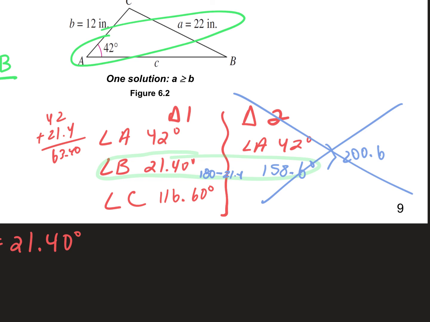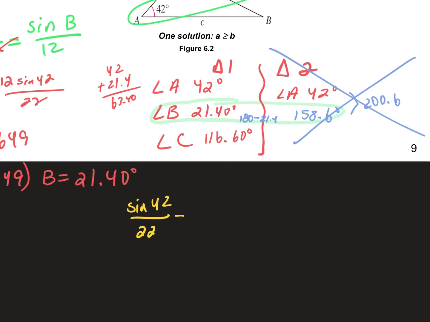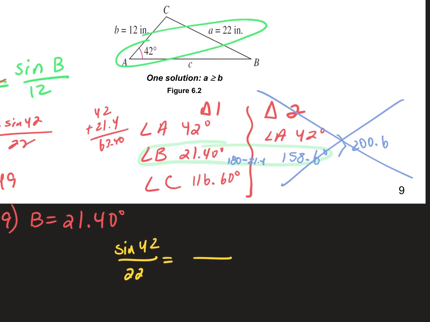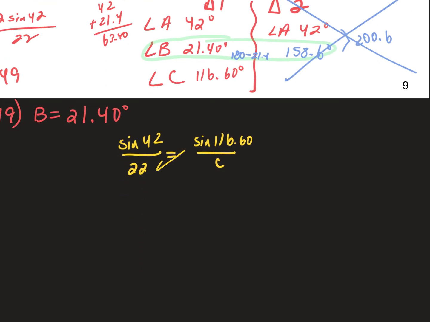Now, guys, we're going to go ahead and finish this triangle. I know there's only one. So I have all 3 angles. Now I have to find some sides. I have to find side C. I can use whatever angle and its corresponding side that I have. I have 2 of those now. I'm going to use what was given at the very beginning. So I'm going to say the sine of 42 over 22 equals sine of 116.60 over little c. We cross multiply.